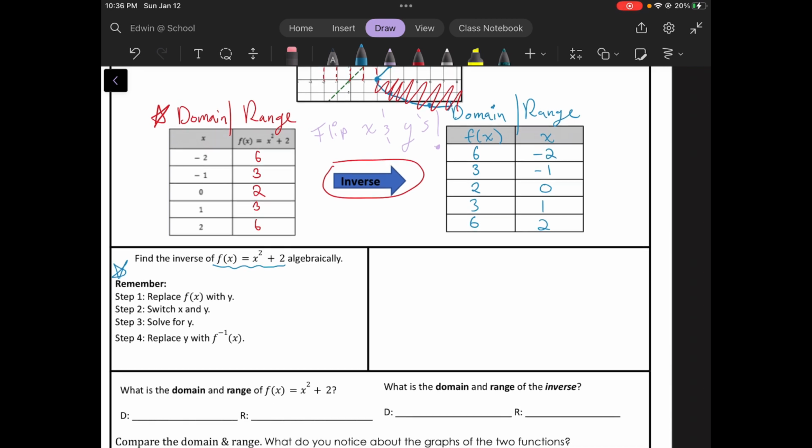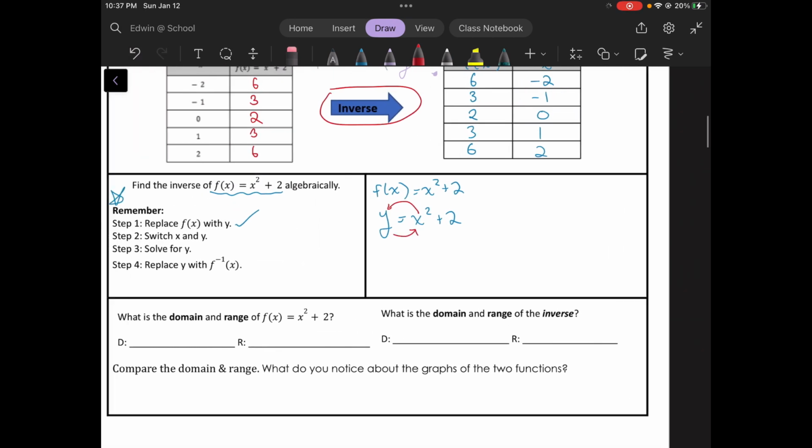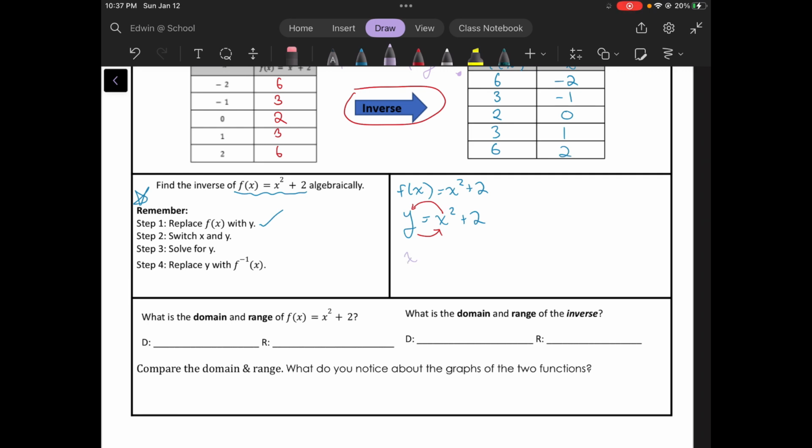So step 1, we're going to replace f of x with y. So if before our f of x is equal to x squared plus 2, we're now going to have, let me write it in blue, y is equal to x squared plus 2. So that is step 1 done. Now step 2, we're going to switch the x's and the y's. So that means we're going to switch the places of these variables. Wherever y was, now that is where we want x. Wherever x was, that is where we have y.